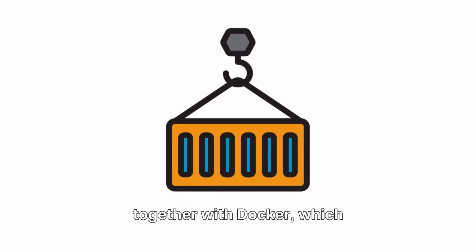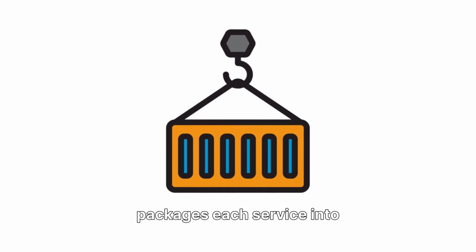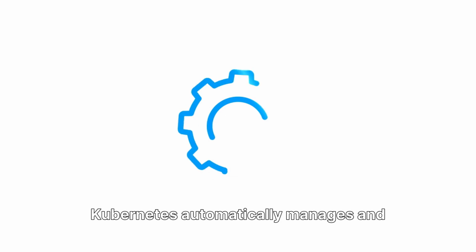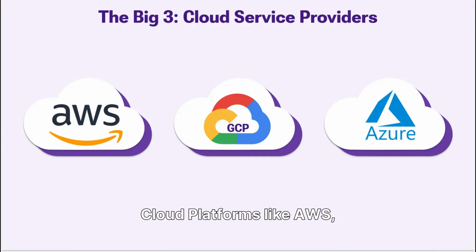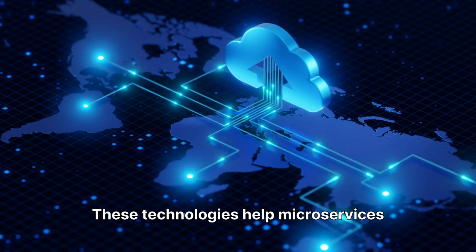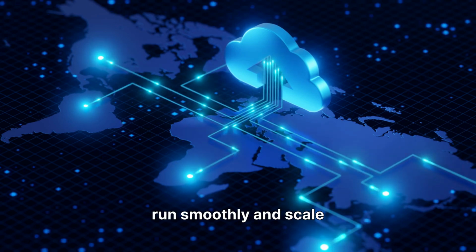Microservices are often used together with Docker, which packages each service into a container. Kubernetes automatically manages and scales these containers. Cloud platforms like AWS, Azure, and GCP provide flexible hosting. These technologies help microservices run smoothly and scale globally.